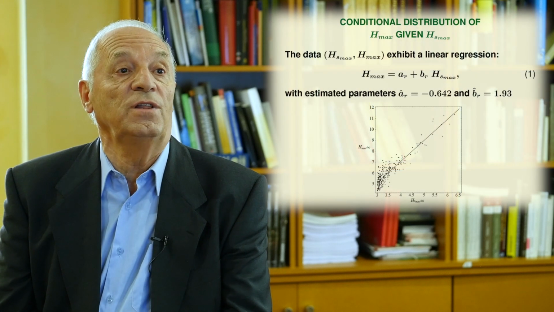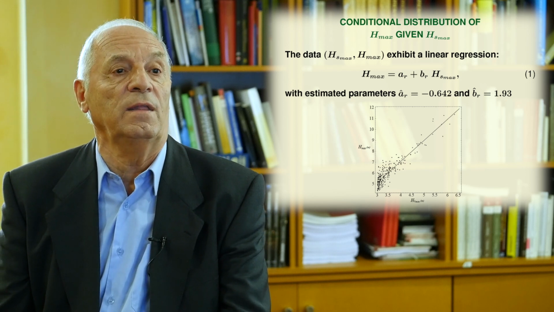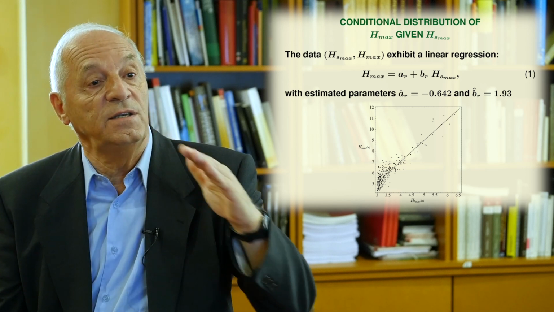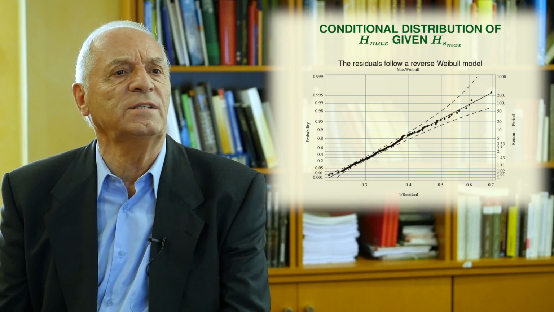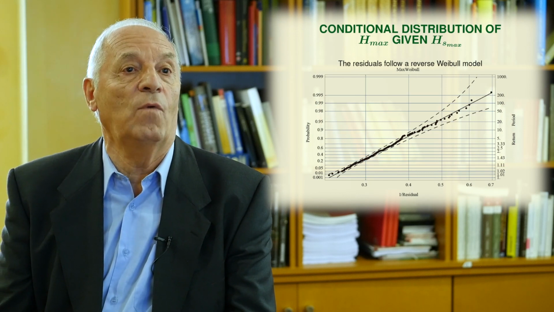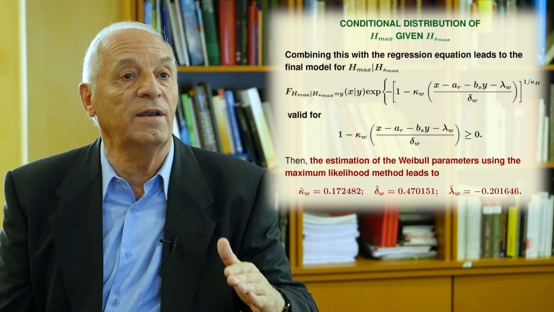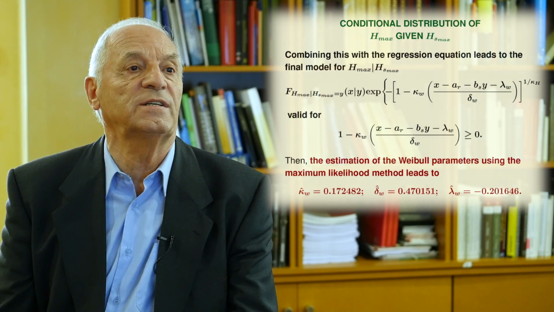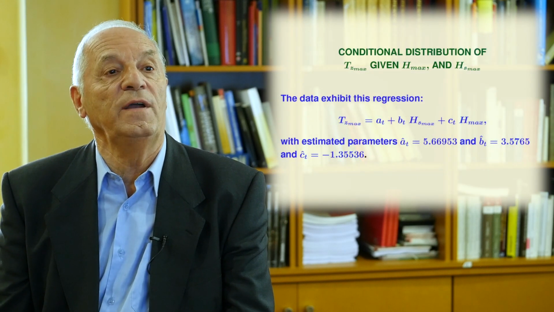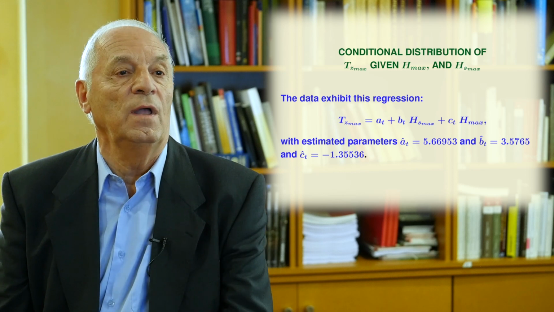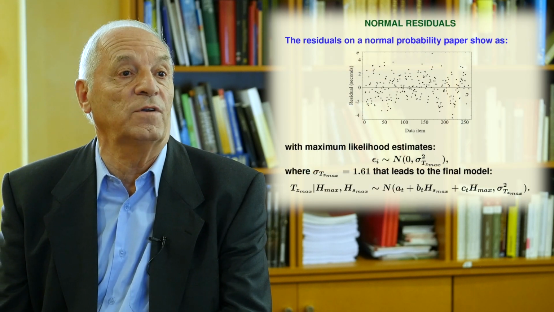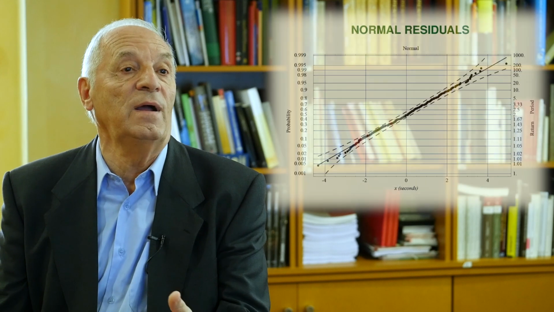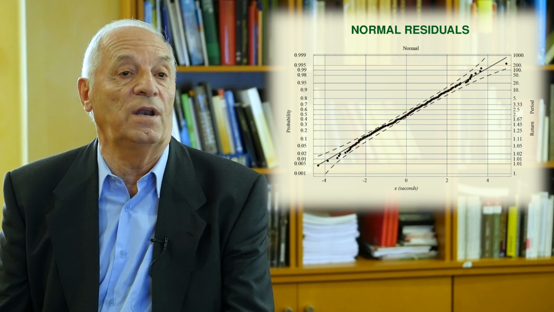To decide what is the conditional distribution of H max given the significant wave height, I plot the data, and I see there a linear regression, and then I take the residuals, and I see that they follow a reverse Weibull distribution, and then I choose that model, a linear regression with Weibull conditionals. And finally, I have to define the conditional distribution of the period given the other two. I plot the data, and I see that there is a very nice linear regression. I look at the plot of the residuals, and I test that, and I see that they are normal, so I get a very nice conditional normal.